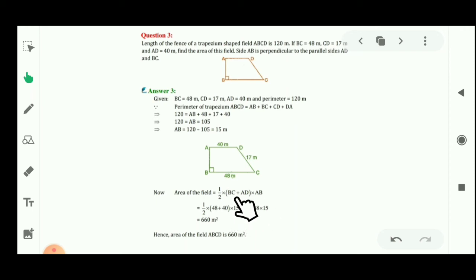And BC and AD will be the parallel sides of this figure, that means 48 plus 40. Now we have to put in the formula. Area of field is equal to 1 upon 2 multiplied by the sum of parallel sides multiplied by height. That means 1 upon 2, 48 plus 40, multiply 15. After solving it, its value will be 660 meter square. So the area of the field will be 660 meter square.